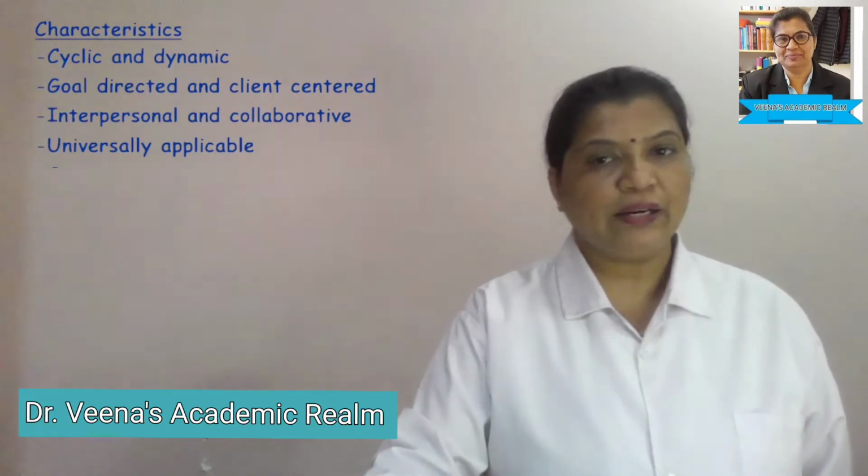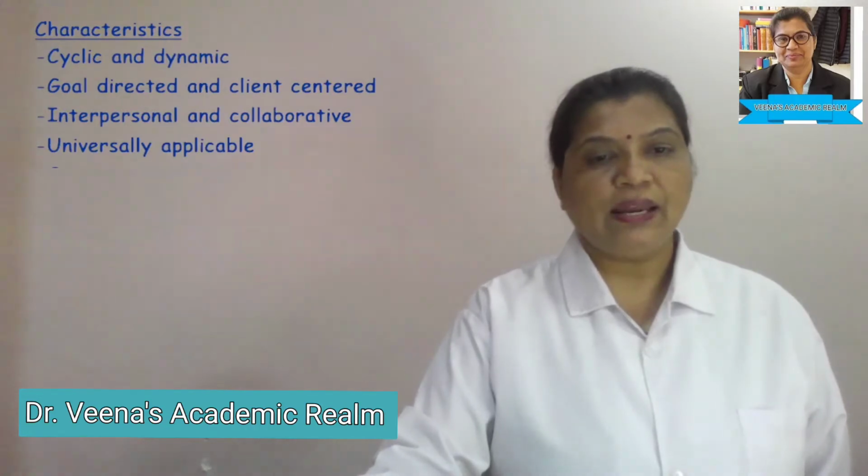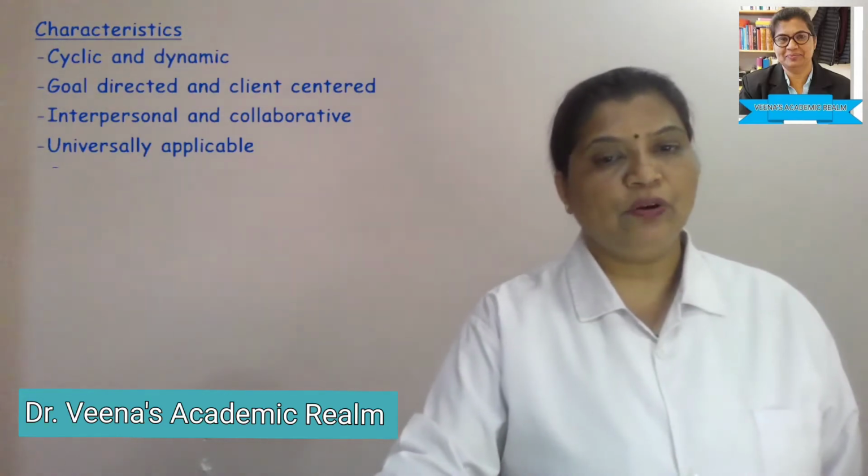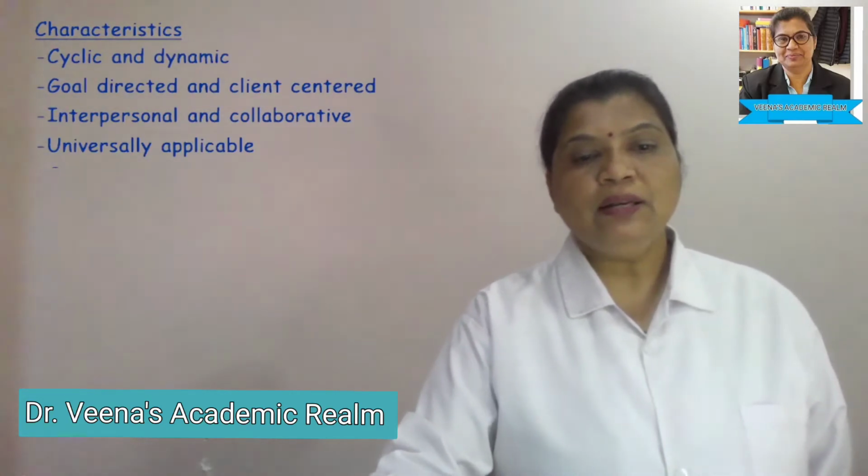So these are some of the characteristics of the nursing process: cyclic and dynamic, goal directed and client centered, interpersonal and collaborative, universally applicable and systematic. Next we will see the different steps of the nursing process. What are the different steps? First is assessment, then nursing diagnosis, then expected outcome, then planning, implementation, rationale and evaluation. These are some of the steps of the nursing process. We'll see them one by one.